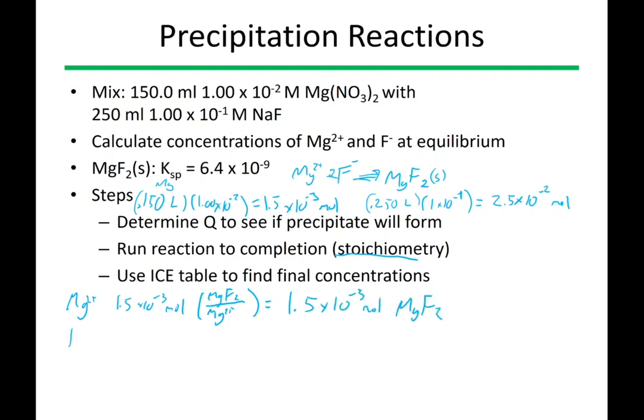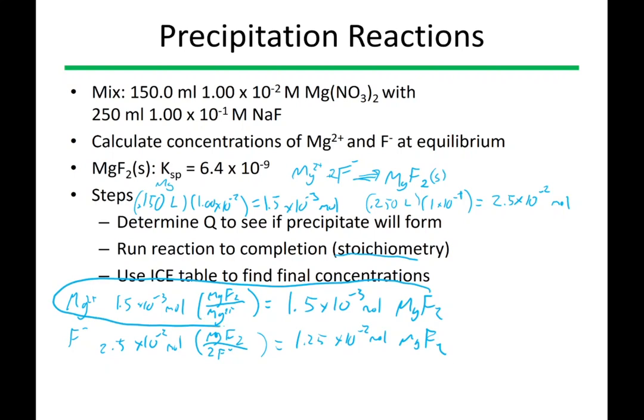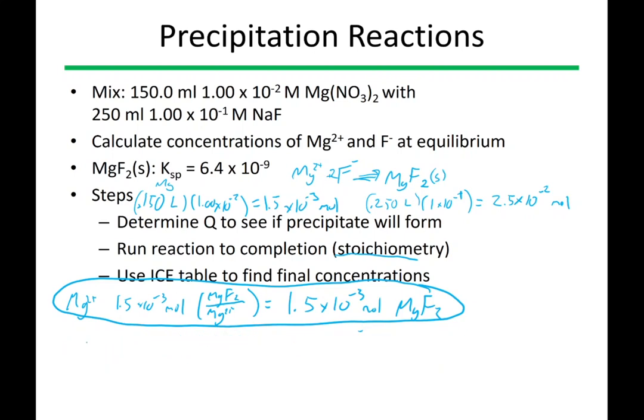If we're looking at just the fluoride, since we need 2 fluorides for every magnesium fluoride, this means we would make 1.25 times 10 to the negative 2 moles. And since we make the least with magnesium, this makes magnesium our limiting reagent. So now we need to find the concentration of everything after we form the precipitate. We can use a version of the before and after table for this.